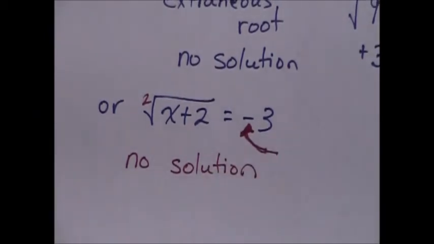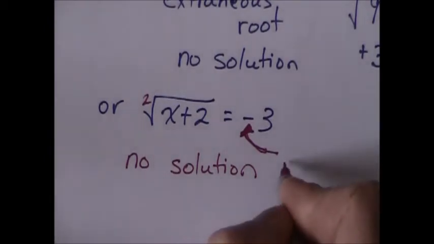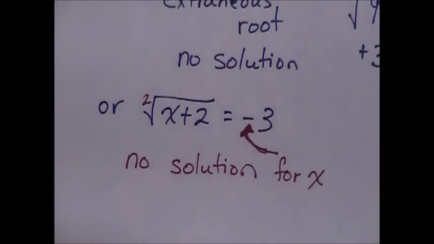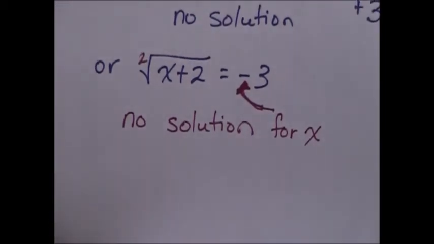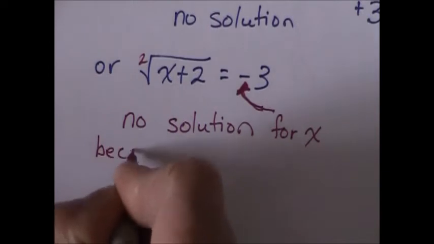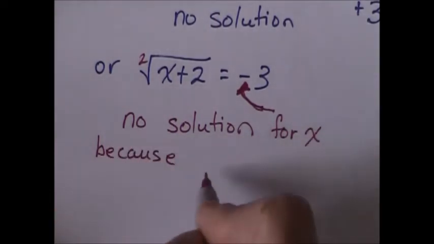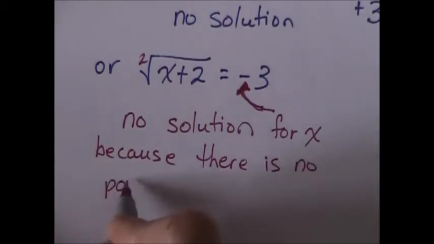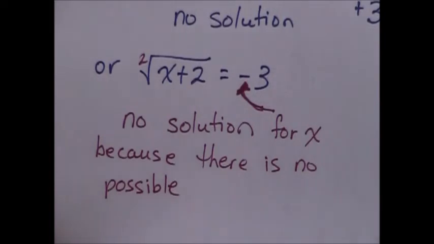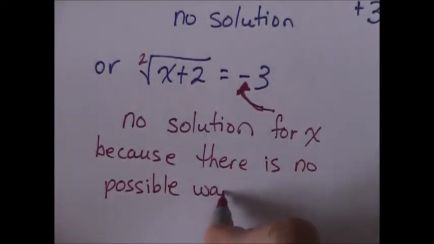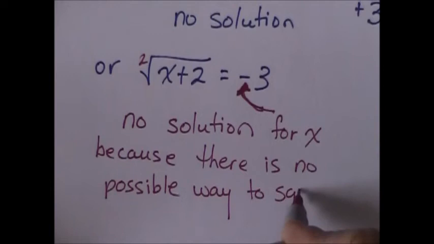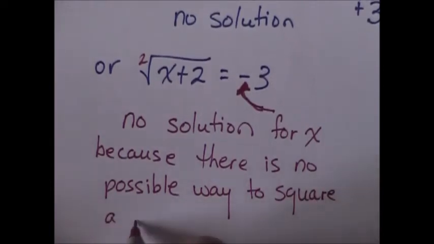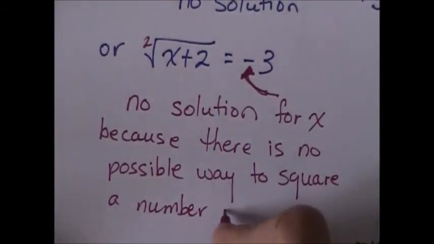However, unlike the first way we did it, where we had the check to show why, we would have to say no solution for x, and we would have to go through and say why, which would be because there is no possible way to square root a number and get a negative answer.